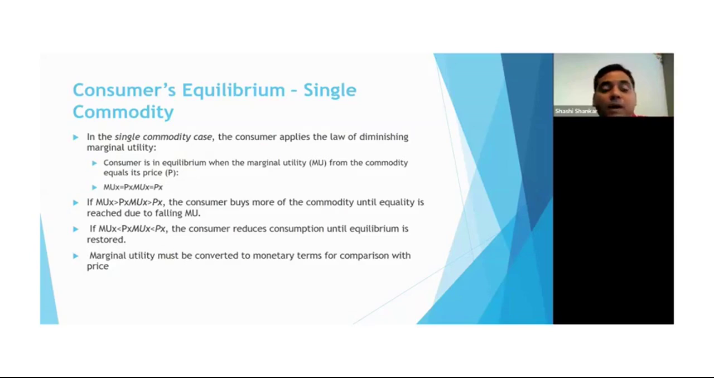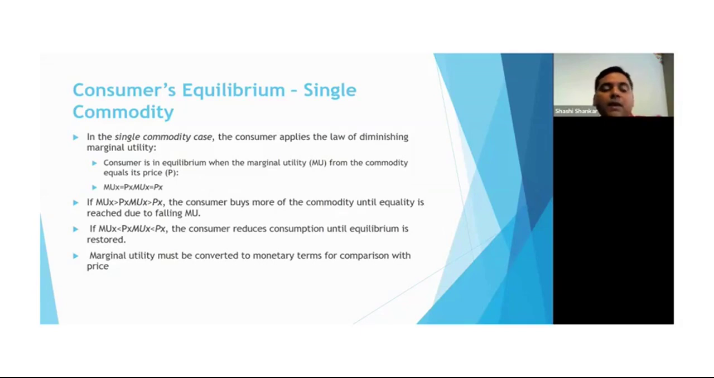The second one is, if marginal utility is less than the price, the consumer reduces consumption until the equilibrium is restored. So it has two sides: one is if it is greater than the price, and the second is if it is less than the price. In the case where it is higher than the price, the consumer can purchase the commodity until equality is reached due to falling marginal utility.